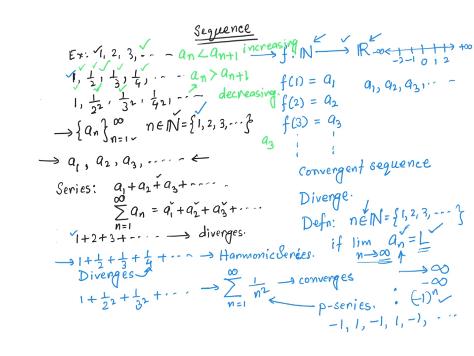Now, a sequence is called monotonic if it is either strictly increasing or strictly decreasing. Okay? A sequence is called monotonic if it is strictly increasing or strictly decreasing.